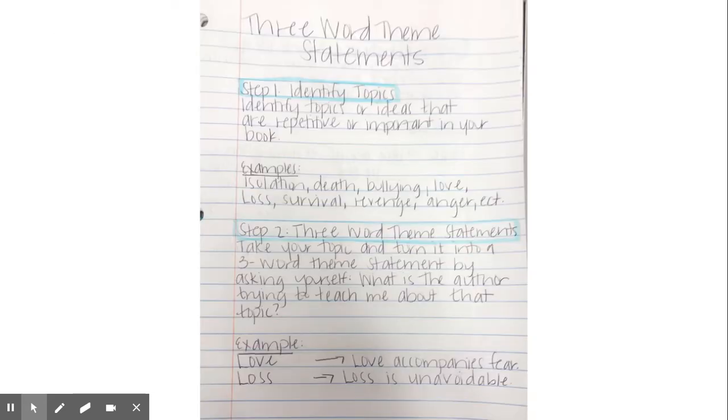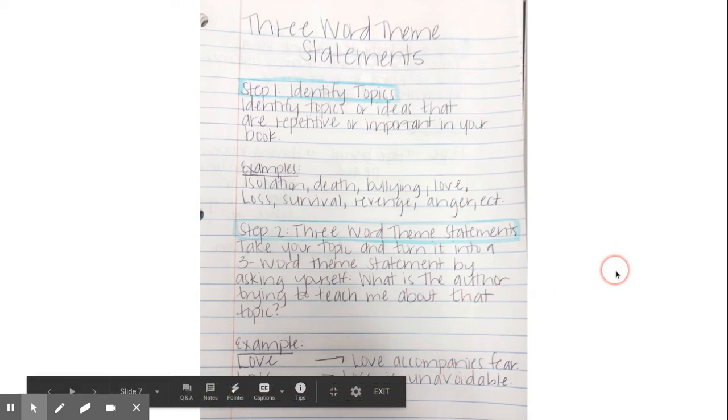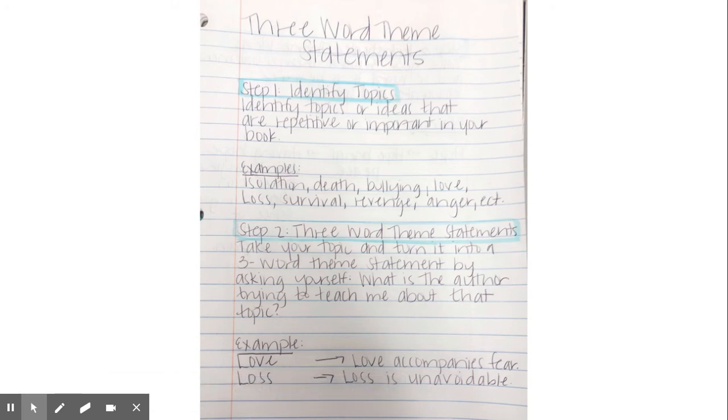So at this point in your notes, they should look like this. You should have written down step 1 with examples and step 2 now with examples. So you're welcome to go ahead and stop and make sure you've written down these notes here. We've written what was in yellow. Take your topic and turn it into a 3-word theme statement by asking yourself, what is the author trying to teach me? And then for my examples, I just kind of wrote down 1 to 2 different examples of here's my topic, love and loss, and now here is my 3-word theme statement.